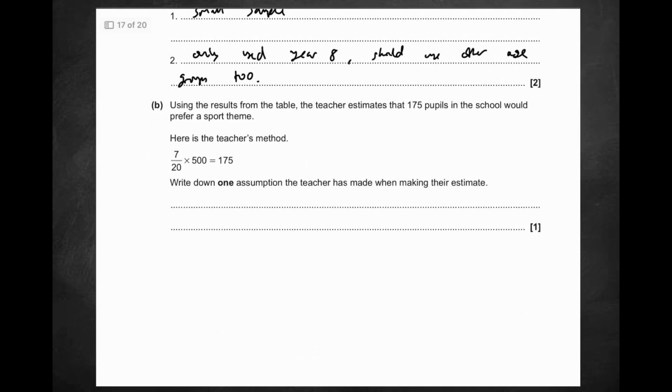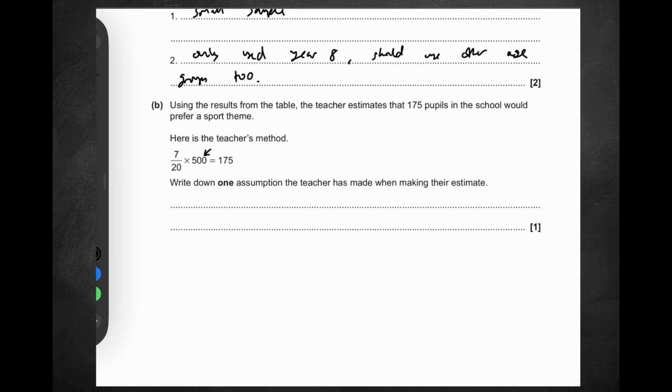Part B. Using the results from the table, the teacher estimates that 175 pupils in the school would prefer a sport theme. Here is the teacher's method. Write down one assumption the teacher has made when making their estimate. Well, you can see they've multiplied it by 500. So that would basically mean that she's assumed that the sample represents the whole school. She has assumed the sample taken represents the whole school.